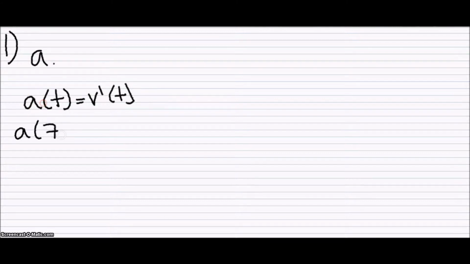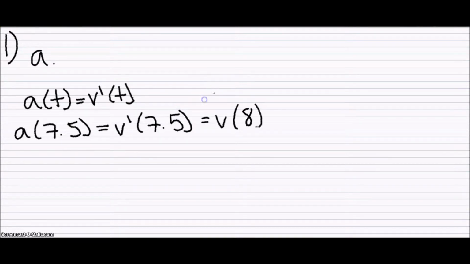For this video, we're going to be solving number 1 from the 2009 AB free response questions. Part A asks us to find the acceleration of Karen's bicycle at time t equals 7.5 minutes. The graph they give is just a normal velocity versus time graph. So the acceleration of Karen's bicycle would be the slope of the function.